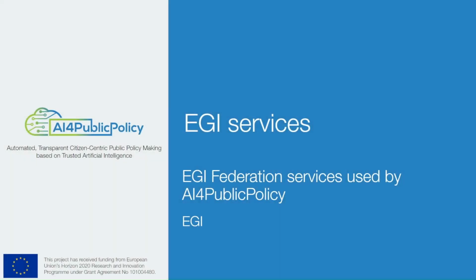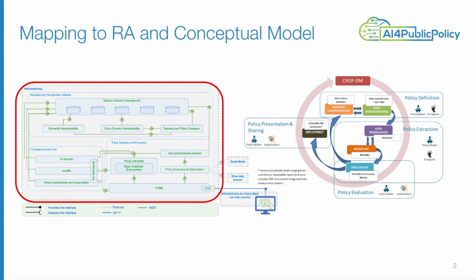This presentation will give an overview of the EGI services used on the AI for Public Policy project. The services provide the base infrastructure on which the VPME and other components of the project are based.